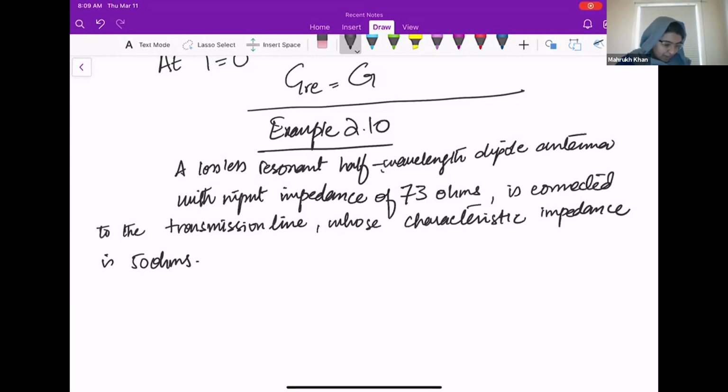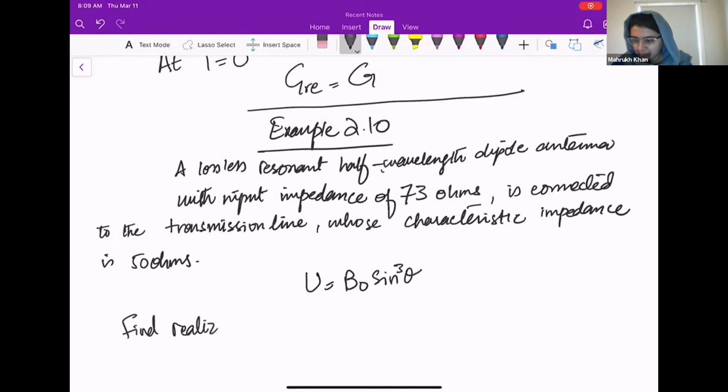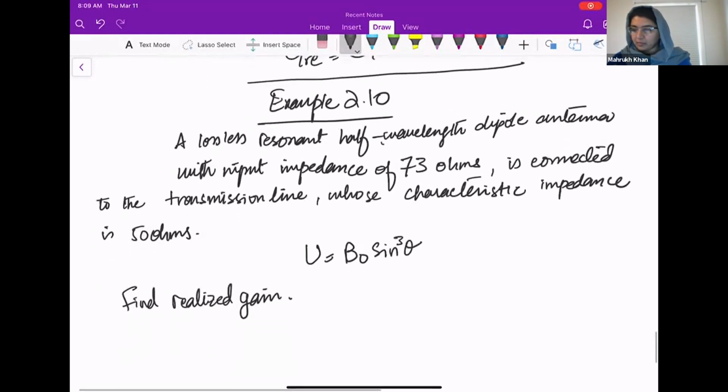So they have given the pattern of the antenna. They said that if the pattern of the antenna is sine cube theta, then find realized gain. Okay, so you know that to find realized gain, you first figure out what realized gain is.